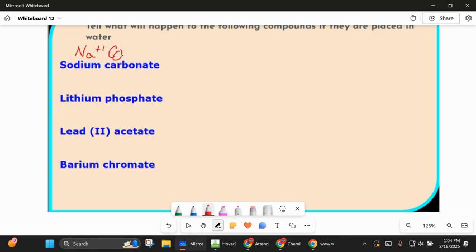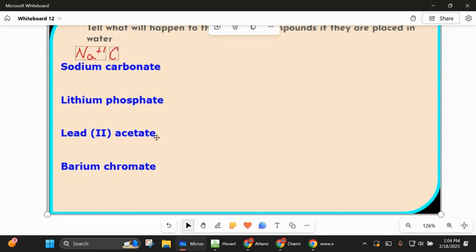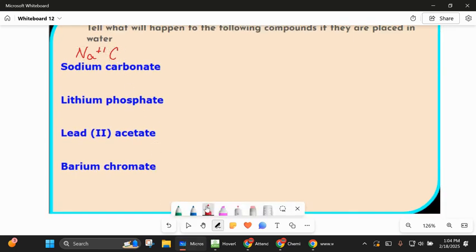Carbonate is CO3. That might be the worst CO3 I've ever written. And it has a charge of -2. As a compound, that is going to be Na2CO3 like that. Why? That is the way that our charges balance off to be 0. +1, -2, bring the 2 down there.